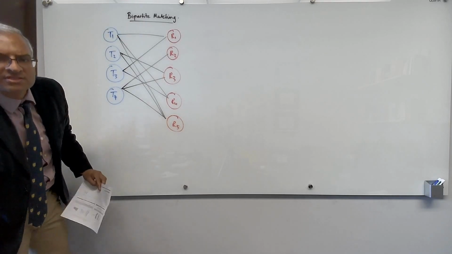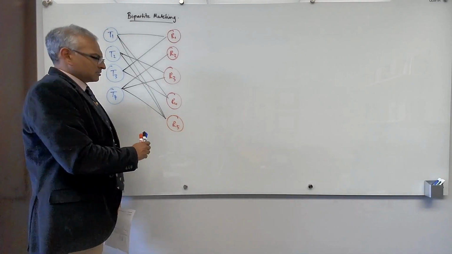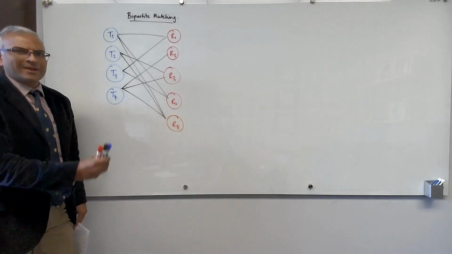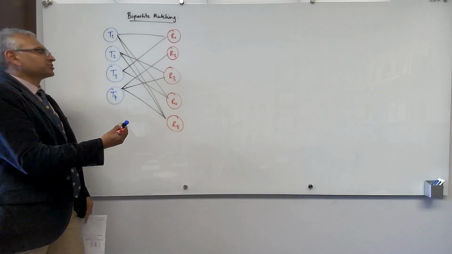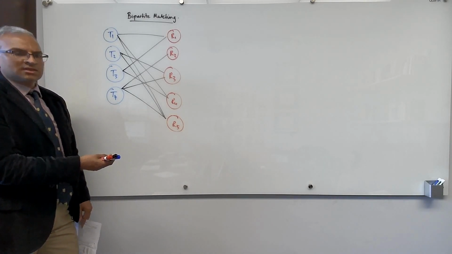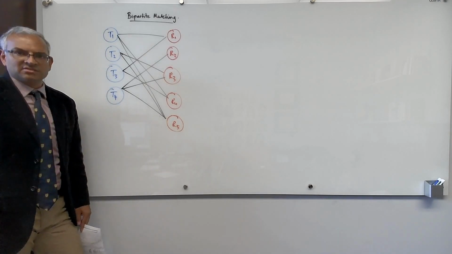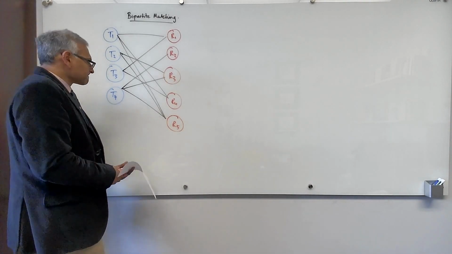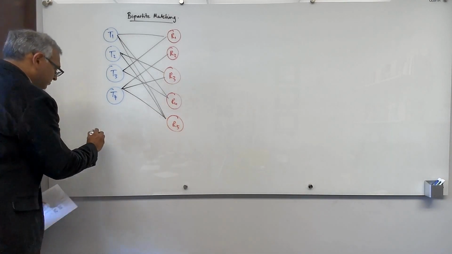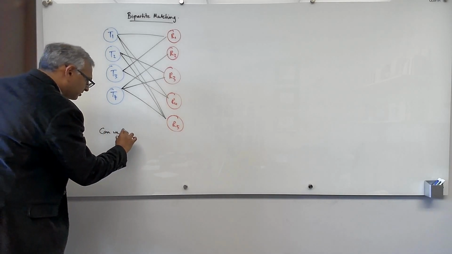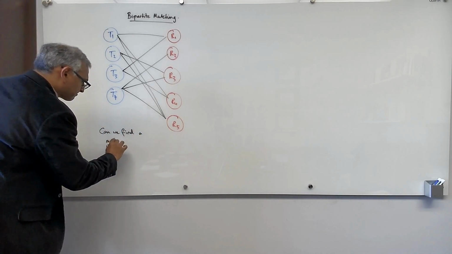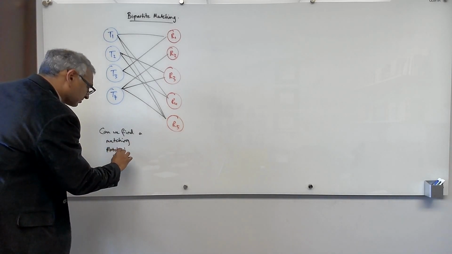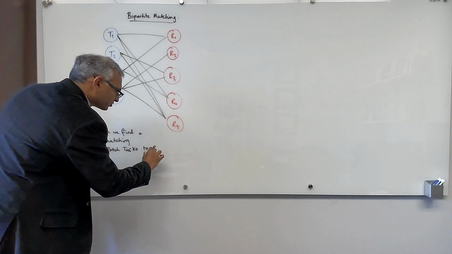Now the goal is to assign tasks to resources, but you have to assign all the tasks, and you cannot use a resource more than once. So we're asking for what's called a complete matching, a matching that saturates the left vertices. Whichever vertices you want to saturate, you typically put on the left. So can we find a matching? Match tasks to resources.